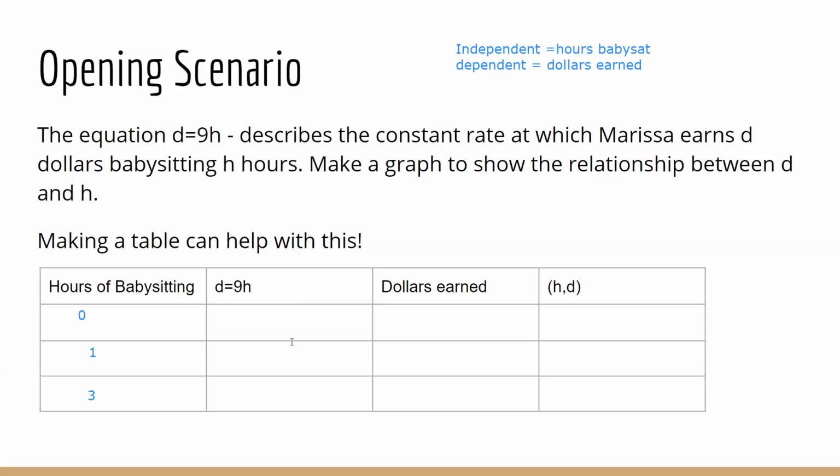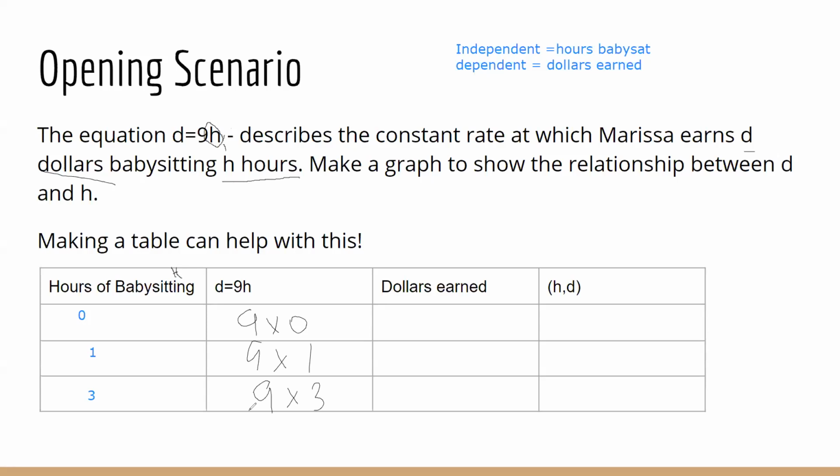So then my next column is going to be my equation. So my equation is D equals 9H. So my hours of babysitting was represented by H, and I can see that in my scenario up here, and then dollars earned was represented by D. So my hours H is this in my equation. So this right here is H. So if I have hours of babysitting, or H, I'm going to fill that in this box. So I have 9 times 0, I have 9 times 1, and then I have 9 times 3.